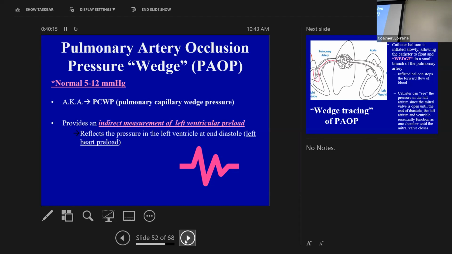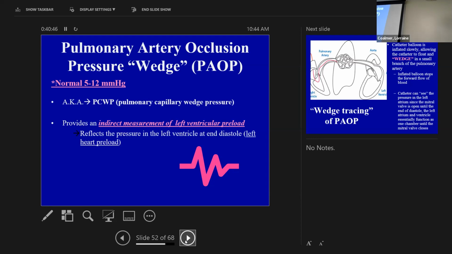Do you remember in the video, the balloon inflated and went forward in that branch of the pulmonary artery? So it shuts off what's behind it and only looks forward. If we visualize that whole circulatory system is all one open, it's telling me what the left side looks like. Indirect measurement. It is not in the left atrium.